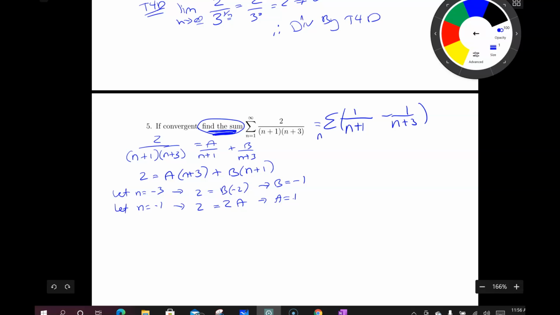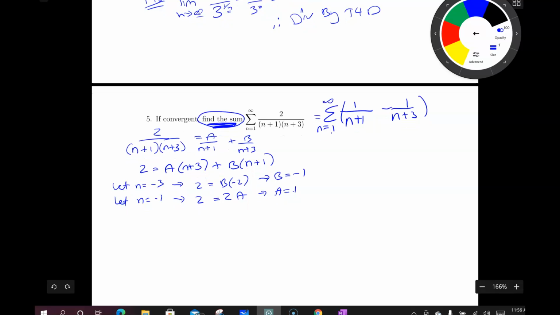Okay, so, n equals 1 to infinity. Two really important things after you've done partial fractions: make sure your subtraction sign is in the middle, and do not split this up into two separate sums. Keep it together. My next step is to find my S sub n, my nth partial sum.